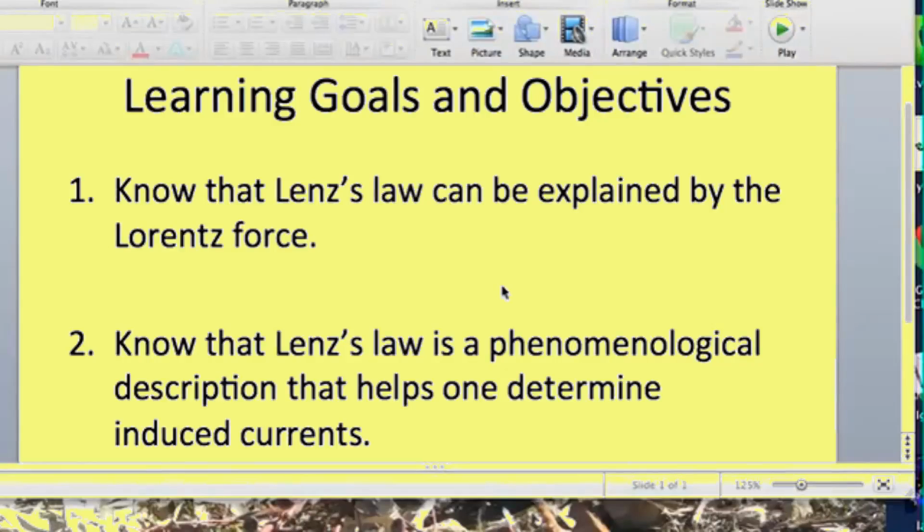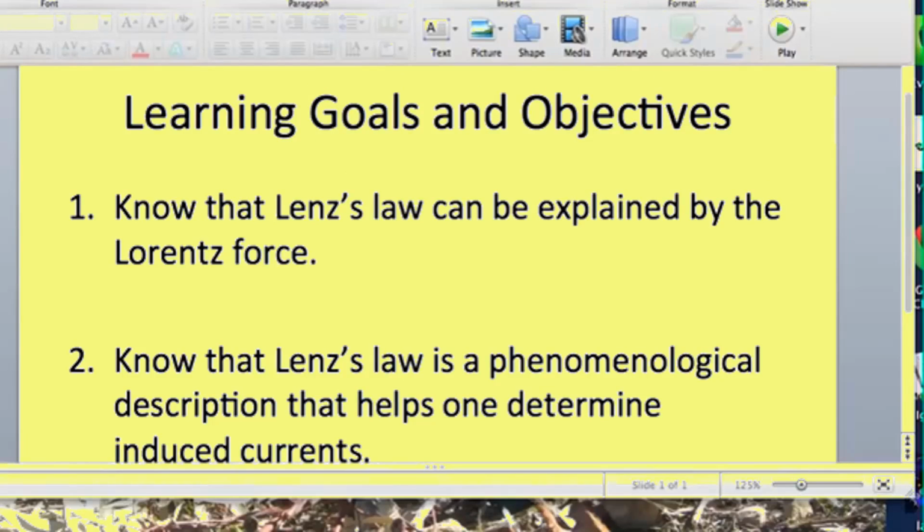Hi all, the purpose of this video is to start with the Lorentz force to explain why Lenz's law is as such. So our learning goals are to know the Lorentz force, to know that Lenz's law can be explained by the Lorentz force, and to know that Lenz's law is a phenomenological description that helps one determine induced currents.